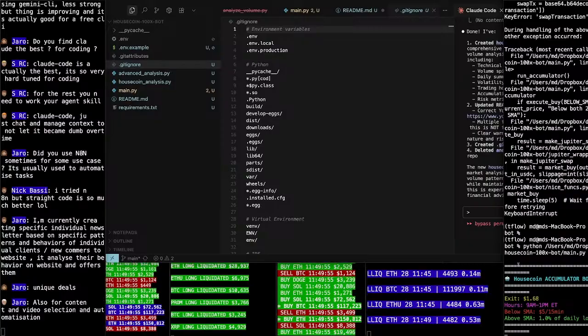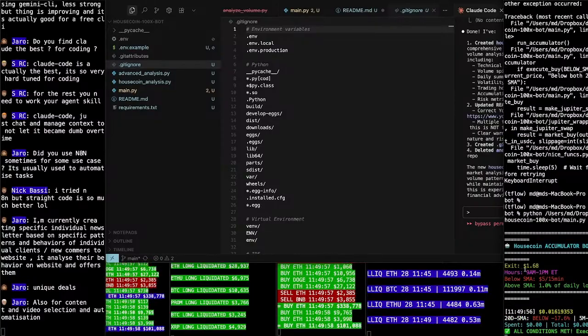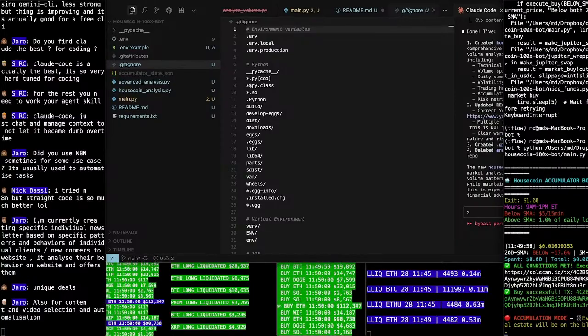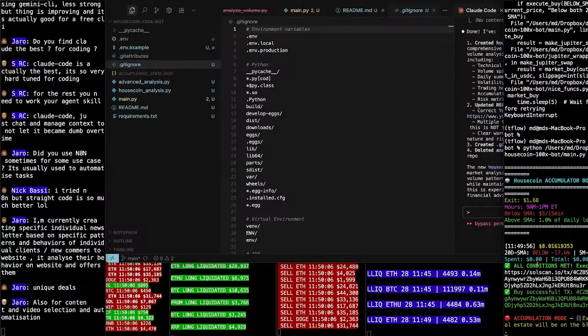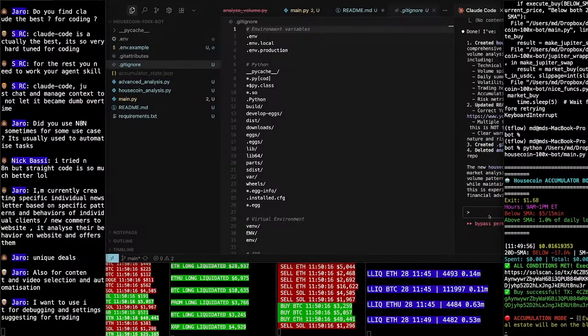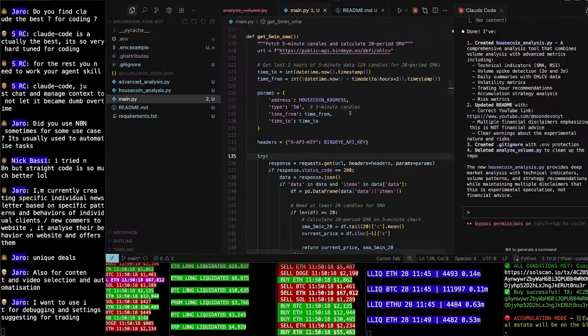Let's go ahead and see if this runs. So exit is here. Hours. Buy successful. All conditions met. Buy successful. Accumulation mode. Okay, perfect. So I think it just bought.